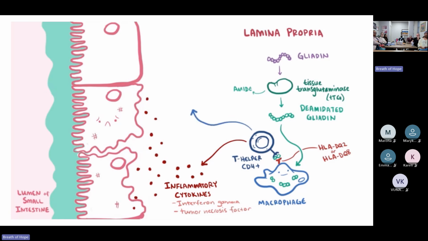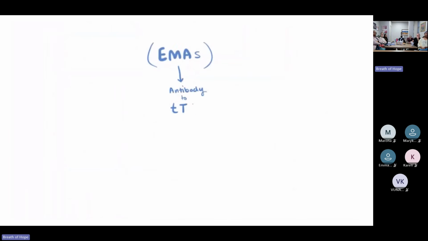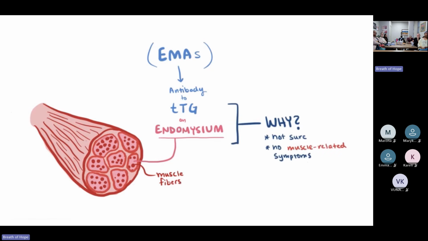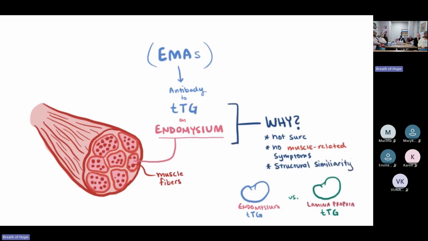Not only that, though, the helper T cell stimulates B cells to start pumping out IgA antibodies against the gliadin, the transglutaminase enzyme, and endomysial antibodies, or EMAs, which are actually another type of antibody for transglutaminase, but for transglutaminase found in the endomysium, which is this layer of connective tissue around muscle fibers. It's not totally understood why these are produced, since they don't seem to cause any muscle-related damage or symptoms. It's possible they're produced just because of their structural similarity to the transglutaminase in the lamina propria. One thing they are helpful for, though, are making a diagnosis.